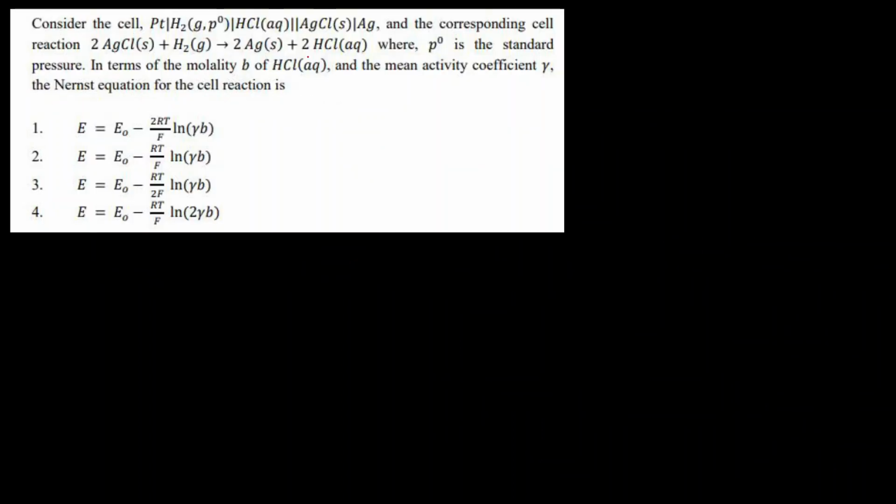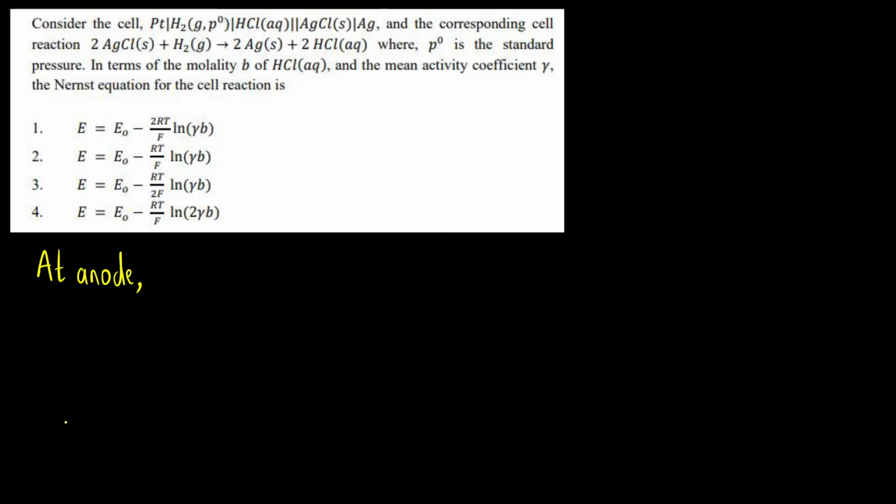Consider the cell. So the cell representation is given, and the complete cell reaction is given. What is given? The molality of HCl is given, that is B. So let us first write down the half cell reactions to find out the value of n, that is the total electrons.